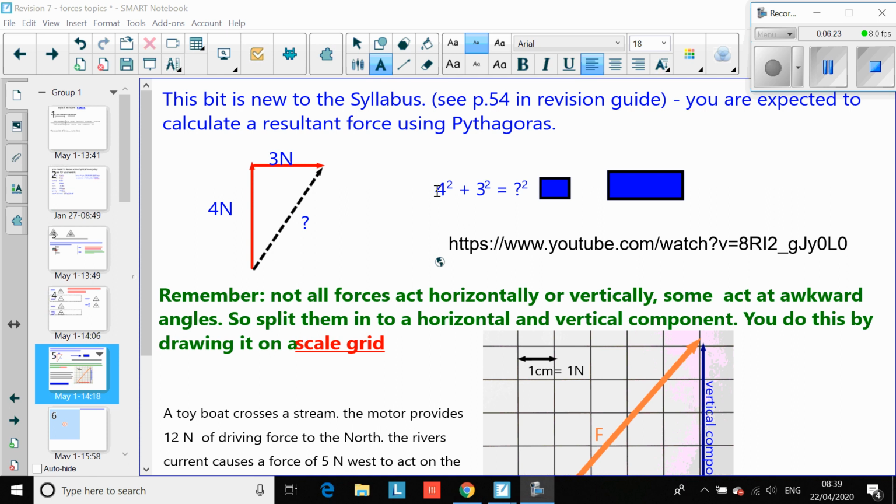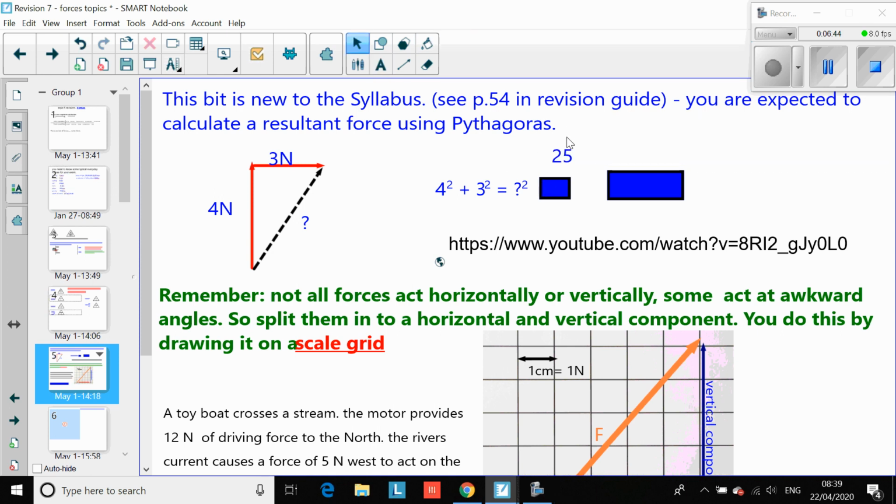So you hopefully all know Pythagoras from your maths lesson. So a squared, that's a. So 4 squared is obviously 16. Plus b squared, so 3 squared is obviously 9. So 16 plus 9 equals, oops, sorry, 25. That was actually supposed to go like that. And then, of course, you need to square root it. So the square root of 25 is 5. So the resultant force going off in that direction is 5 newtons.